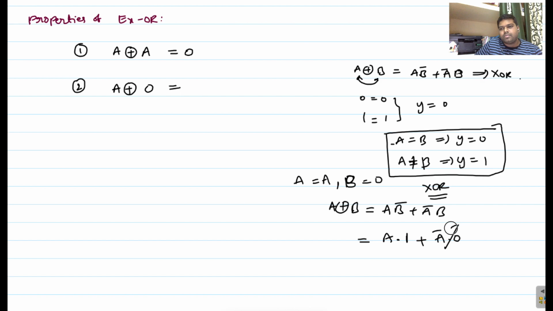So 0 into something means you will get 0. So then A into 1 equals to what? A only. So our answer is what? A. So A XOR 0 equals to what? A. Just remember this formula.